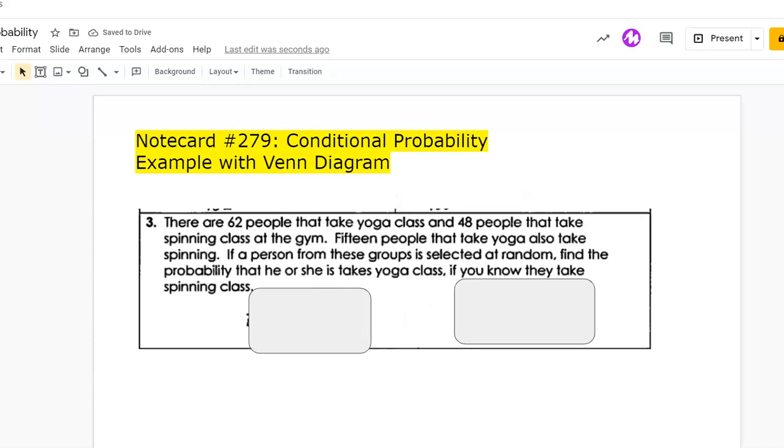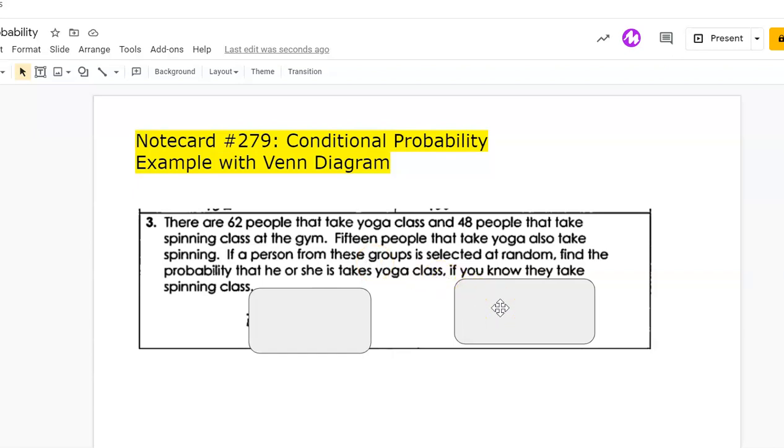All right. Now, let me make sure I have the right note card number. Yes, so note card 279, I want to do a conditional probability example where we use a Venn diagram. So there are 62 people that take yoga class and 48 people that take spinning class at the gym. 15 people that take yoga also take spinning. So we have like a joint thing here where some do both. And so that begs a Venn diagram where it says 15 people take yoga and they also take spinning, okay?